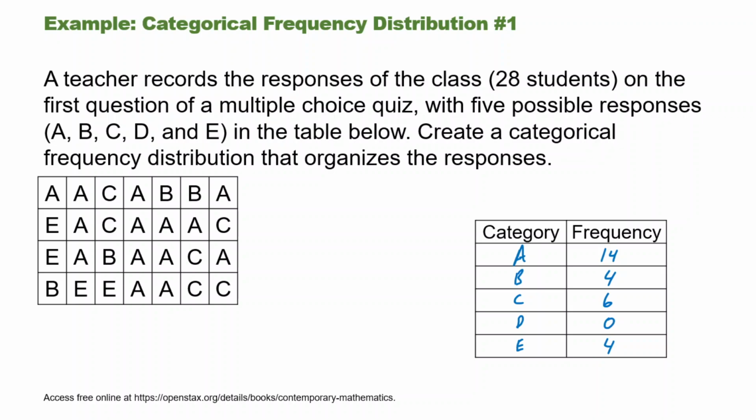Now a good choice is to go ahead and add up the frequencies that you have. So in this case 14 plus 4 plus 6 plus 0 plus 4, and guarantee that that is the total number of pieces of data you have. There are 28 students, the frequencies add up to 28, and so this is complete.